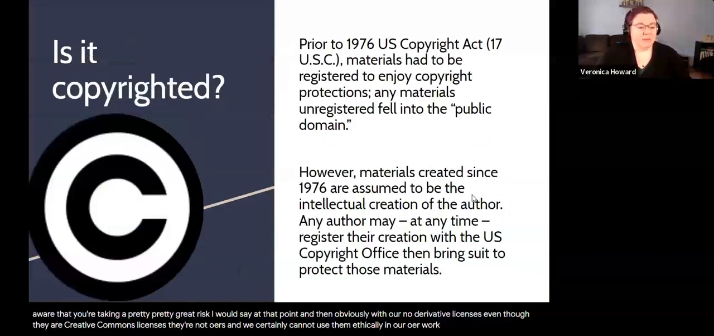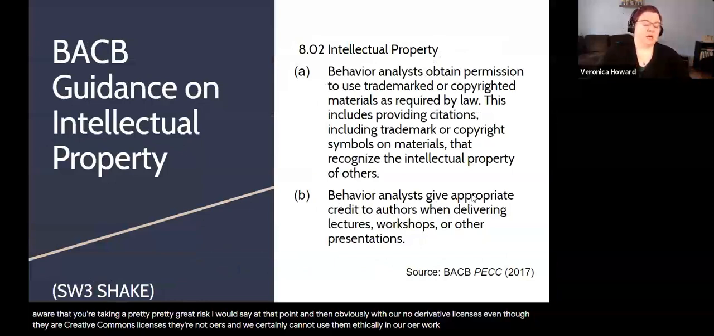Now, when we're talking about copyright, remember that our professional and ethical compliance code requires that we honor intellectual property. So the PECC section 8.02 highlights the intellectual property obligations that we have. We have to obtain permission to use trademark or copyrighted materials as required by law. That includes many of the things that we're already doing by good practice, like providing citations or including copyright symbols on material when we are recognizing and honoring the intellectual property of others. We also make sure that we give appropriate credit to authors when we're delivering lectures or workshops or other presentations, when we're highlighting the ideas that others have come up with. This is just standard good practice for being a scientist.